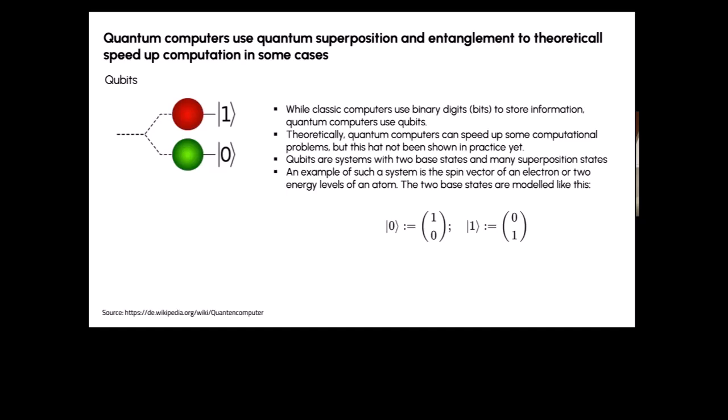Now, what are qubits? They are systems with two base states and many superposition states. An example of such a system is the spin vector of an electron or two energy levels of an atom. The base states are always modeled like this: the vector for zero is a vector of one and zero, and the vector for one is just the opposite, right? So this is how you model the base vectors in a two-dimensional space.